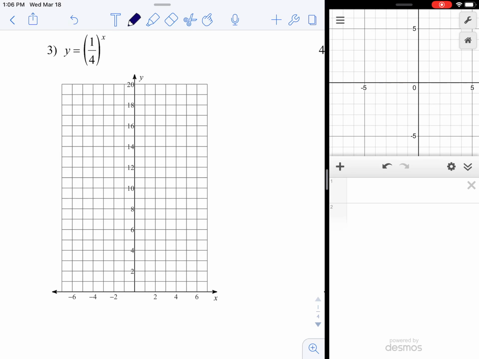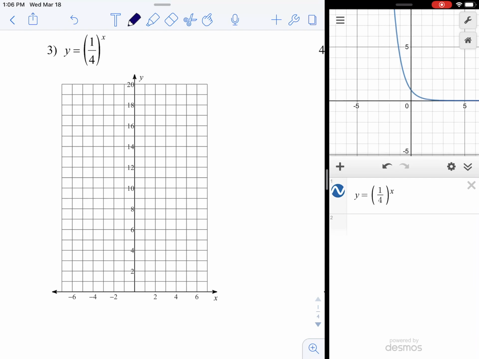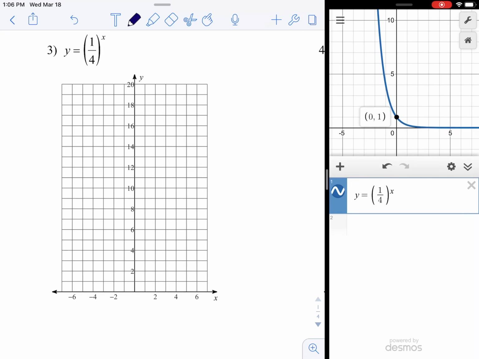So we want to look at what that does. So y equals parenthesis 1 divided by 4. There's my 1/4. Go outside the parenthesis and hit the power button. And then there I put the x. And now it's virtually the same graph, but it's sort of flipped around. So the asymptote is still the x-axis, but it flattens out over to the right instead of to the left.